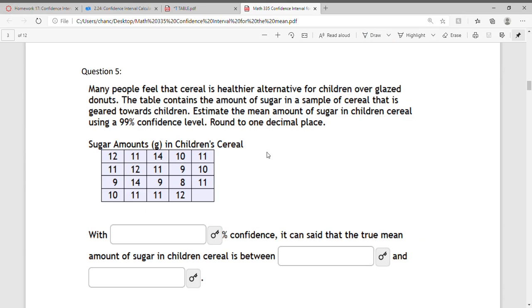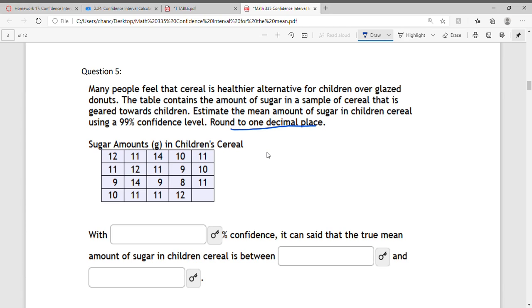Question 5. Many people feel that cereal is a healthier alternative for children over glazed donuts. The table contains the amount of sugar in a sample of cereal that is geared towards children. Estimate the mean amount of sugar in children's cereal using a 99% confidence level. Round to one decimal place.